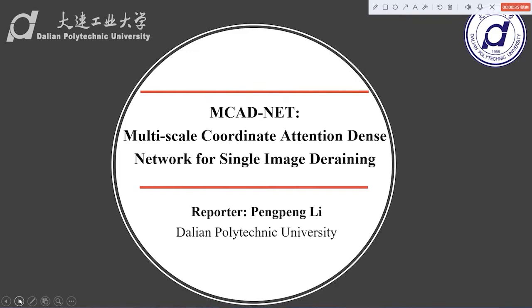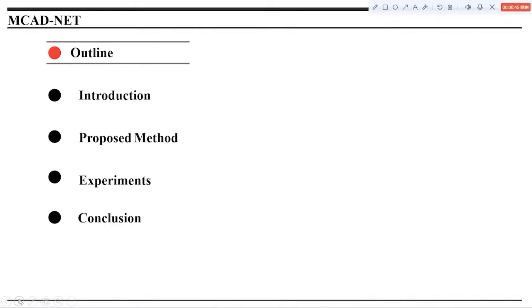The title of my paper is MCAD-Net: Multiscalar Coordinate Attention Dense Network for Single Image Deraining. I will mainly report from 4 chapters. First, I will introduce my research direction. Second and third, the network architecture and the experimental process I proposed in the paper. Finally, the conclusion.